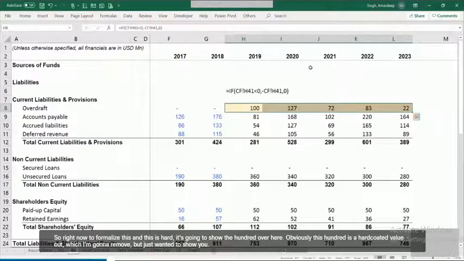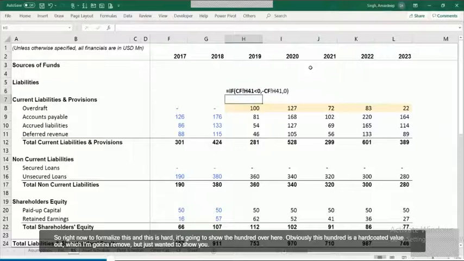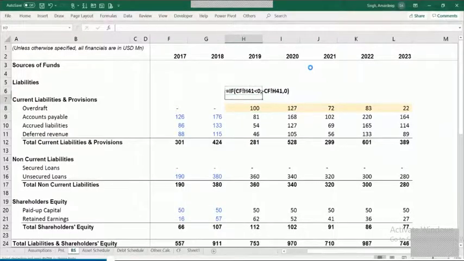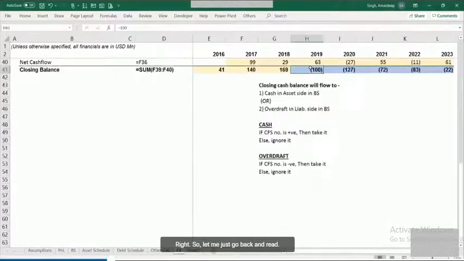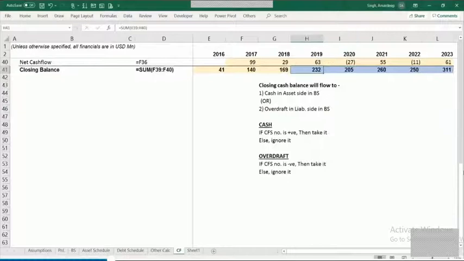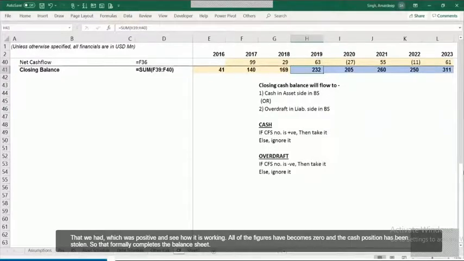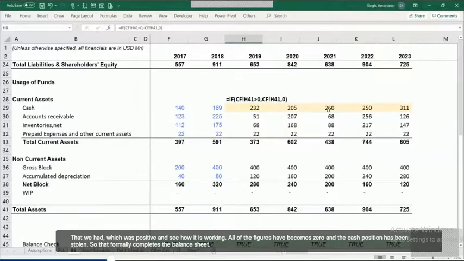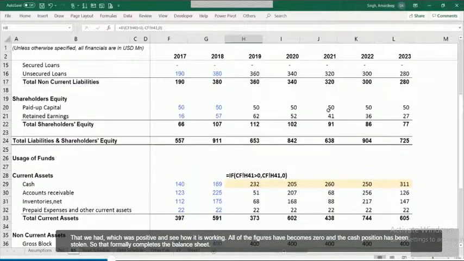Obviously, this 100 is a hard-coded value out there, which I'm going to remove, but I just wanted to show you that this is how you could include a formula over here for capturing the result. Right? So let me go back and reinstate the original formula that we had here, which was positive, and see how it is working. All of the overdraft figures have become 0 and the cash position is being shown up. So that formally completes the balance sheet for us.